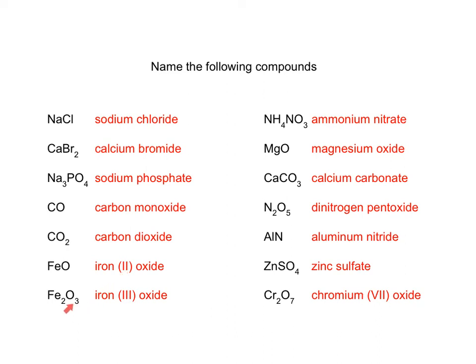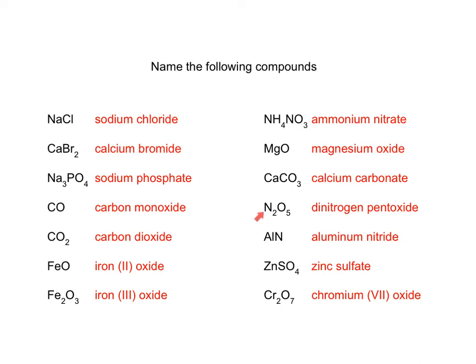Now we have 3 oxygens for a total charge of -6. We have 2 irons, therefore the charge on each iron must be +3 for iron 3 oxide. Here we have 2 polyatomic ions coming together, so we just use the names of those for ammonium nitrate. Another ionic compound, magnesium and oxygen. Magnesium is a group 2 metal, so we just use its name for magnesium oxide.